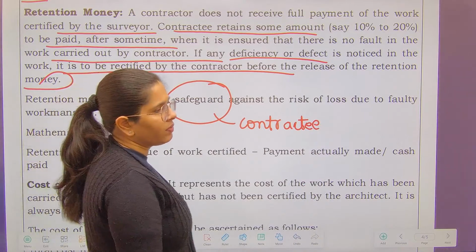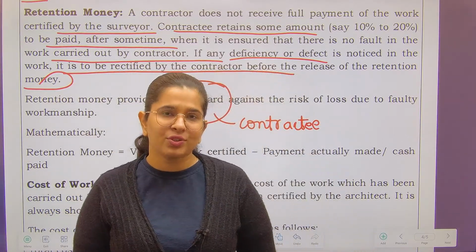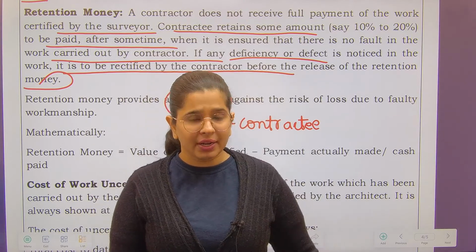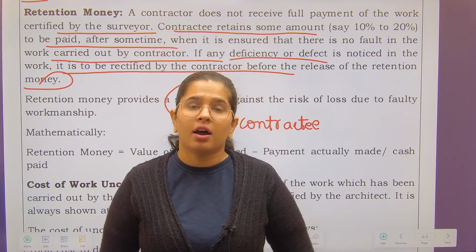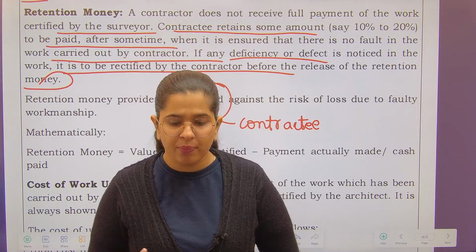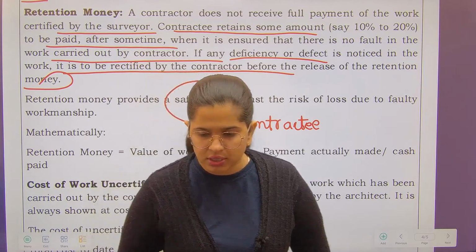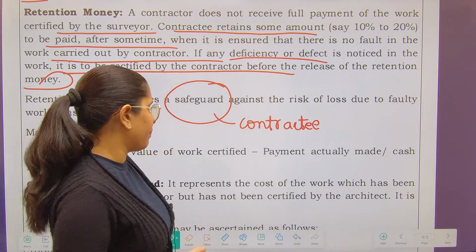Suppose 20% of the work has been completed and the contractee releases the total payment. In that scenario it will be very difficult for the contractee if some defects come out later in the work. So that's why retention money is kept.